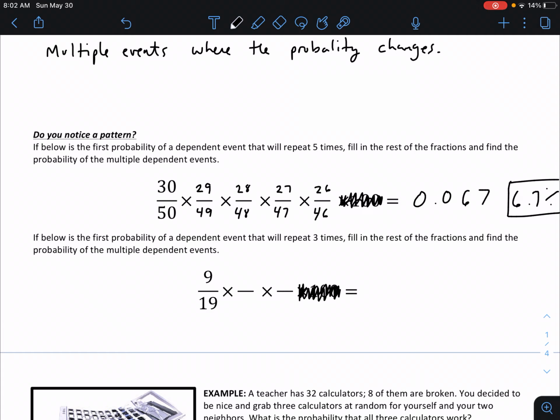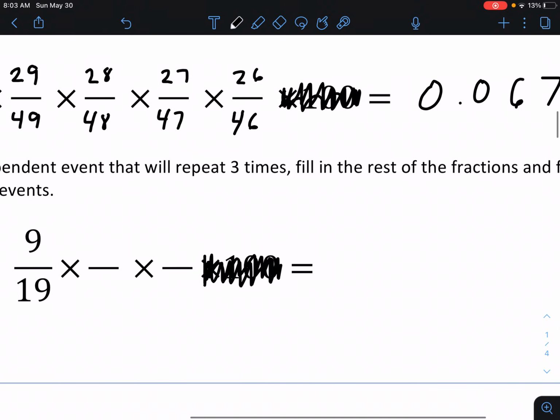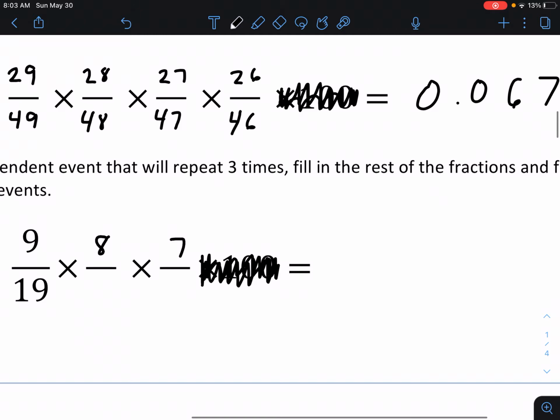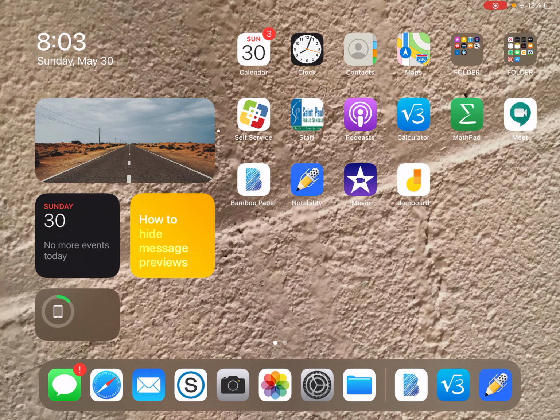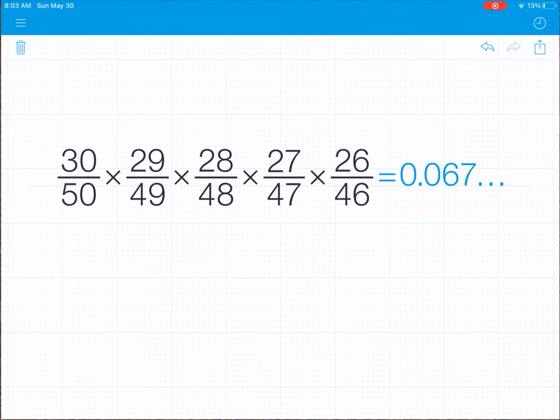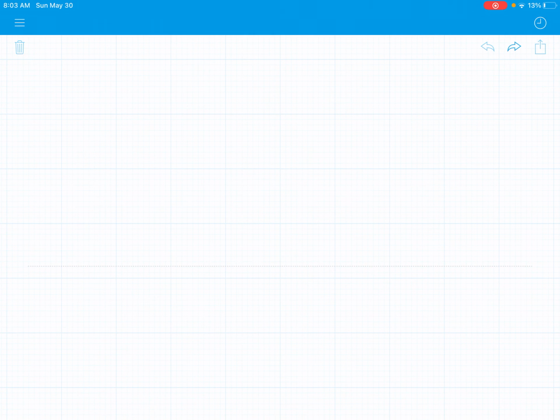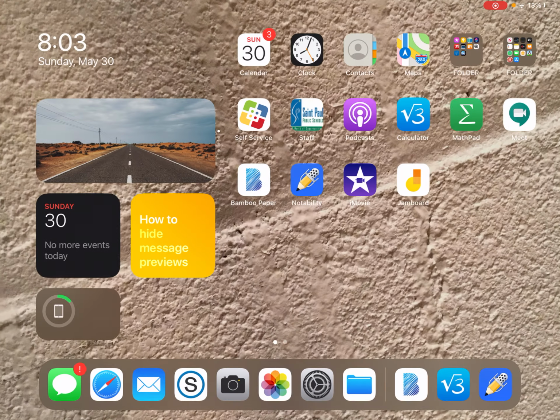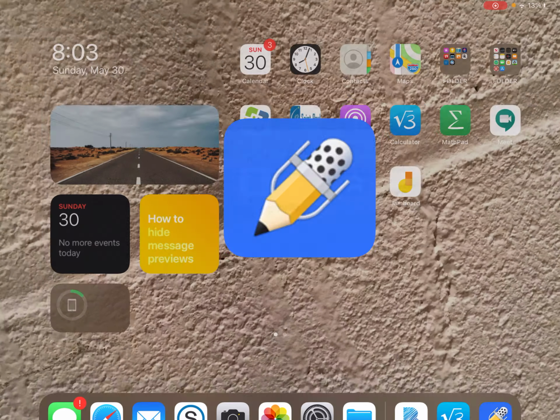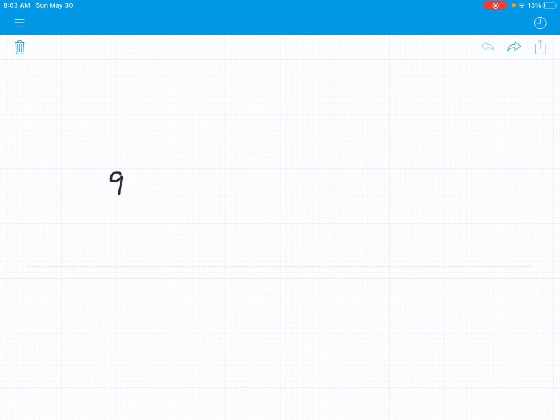Okay. All right. So then we have another one here that says it'll repeat 3 times. Fill in the rest of the fractions. Find the probability. Well, this would be 9, 8, 7, 19, 18, 17. So if we go over there, on this one, I'm going to actually show you what happens when we multiply by that 100. I forgot the numbers already. What are they? 9 and 19. All right, here we go.